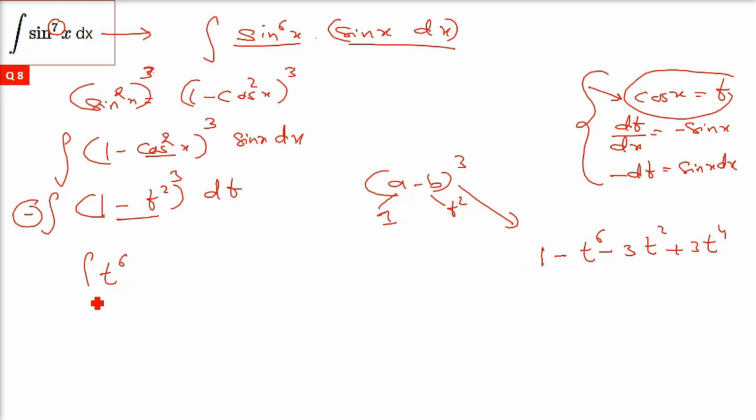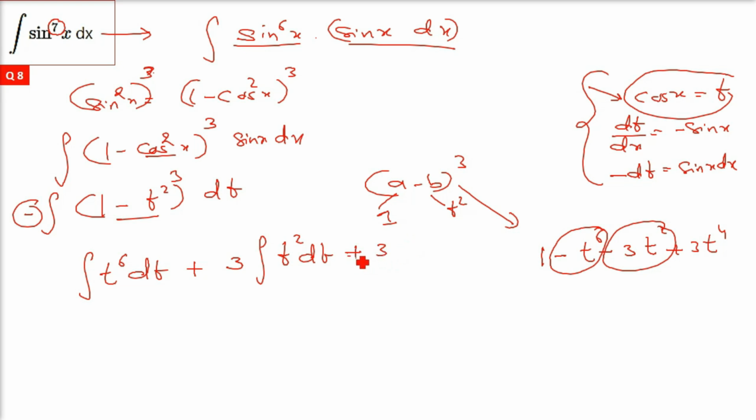So first is t^6, because negative t^6, with the negative multiplied, will be positive. Minus 3t square will be plus 3t square. 3 we can take it outside, integrating t square. Then the other two are plus, so they will form a negative. So this will be plus 3. Oh, it will be negative, sorry. Negative multiplication is done. So it will be negative 3 integration of t^4 minus integration of dt.